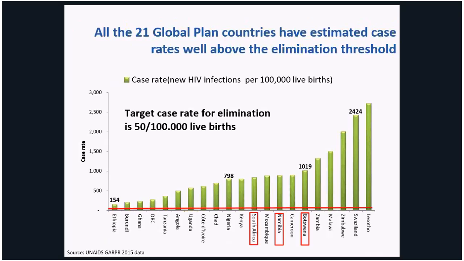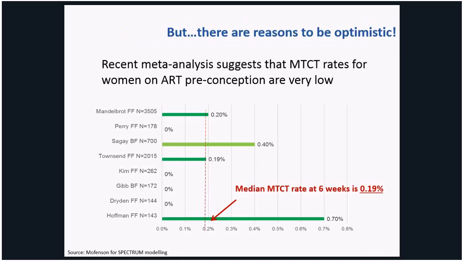So this is a very significant challenge for the higher burden countries, which will obviously have an impact on their ability to reach the lofty status of elimination of mother-to-child transmission. But the next slide shows you that there are reasons, I think, to be optimistic about this situation. And this is data taken from Lynn Moffinson's work for a remodeling of the Spectrum tool that was conducted last year. And what Dr. Moffinson did was to examine the MTCT rates for a variety of different scenarios. And as part of that meta-analysis, she also looked at MTCT rates that are reported for women who are on ART prior to actually becoming pregnant.